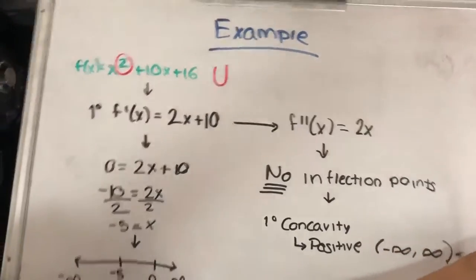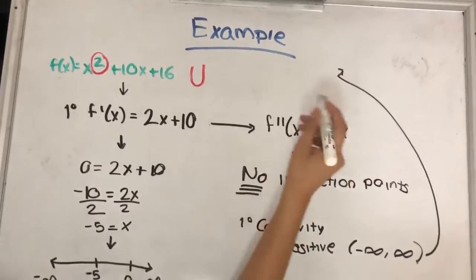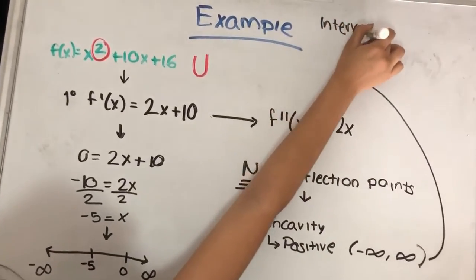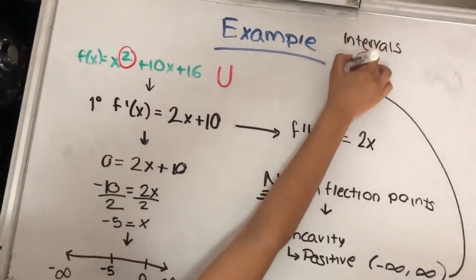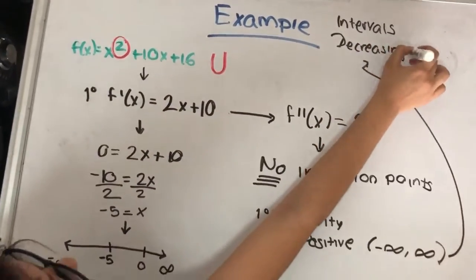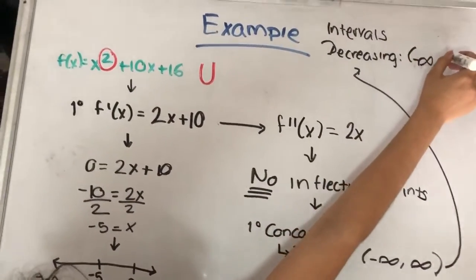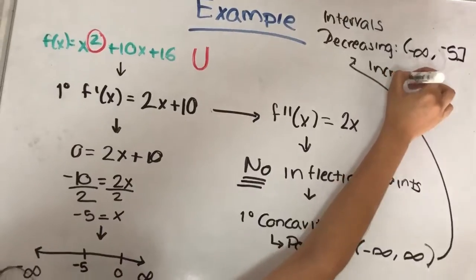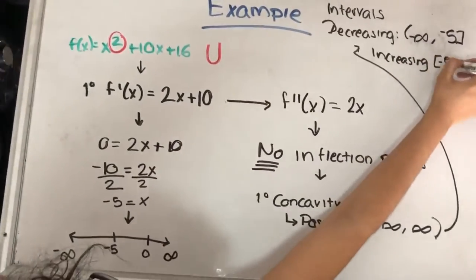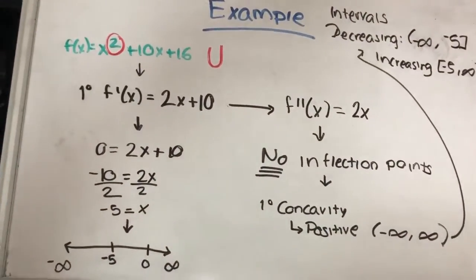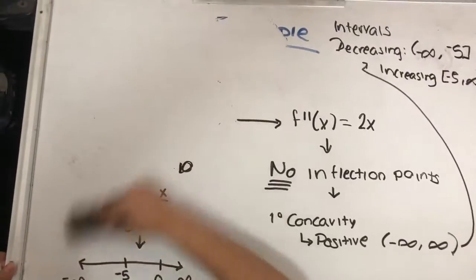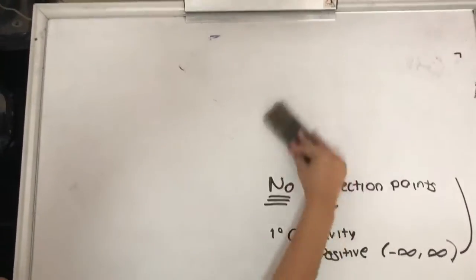With the little scale that we made before, we can find the intervals, which have the decreasing interval, that in this case will be from negative infinity to minus 5, and then the increasing interval that will be minus 5 to positive infinity.